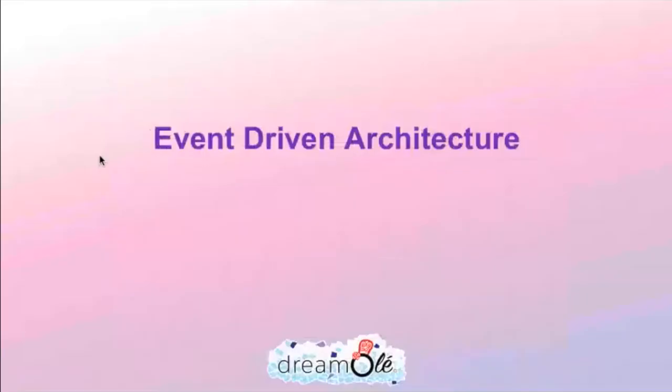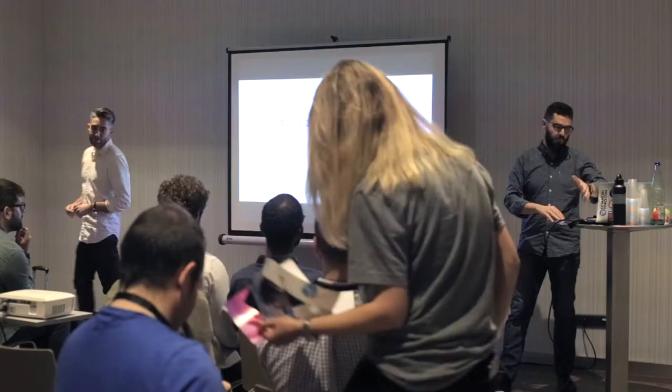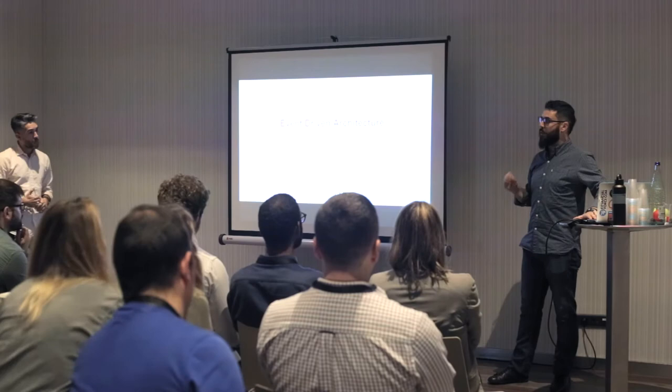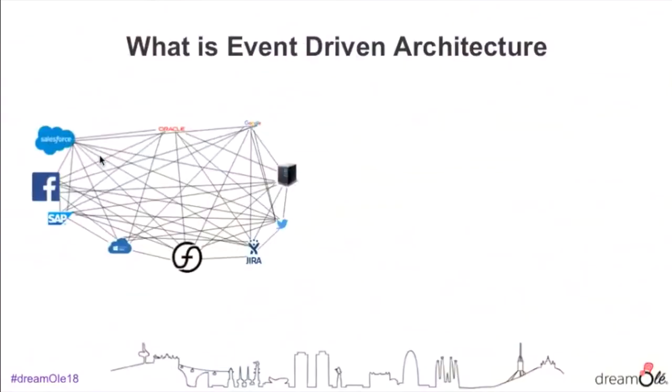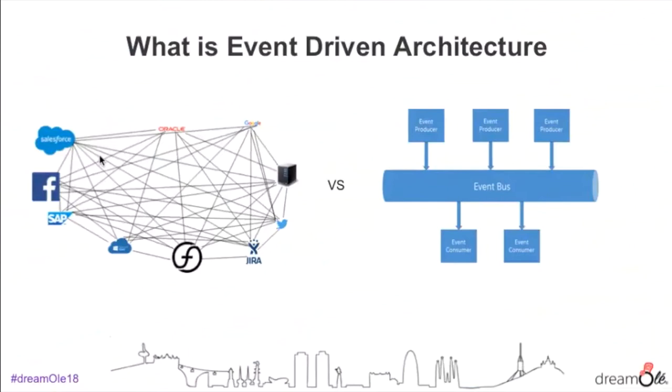Event-driven architecture. I would like to introduce what it is, but before that, I would like to explain what it is not. And this is what it is not. I think you are all familiar with this. It's point-to-point or peer-to-peer communication between servers, where every single application has to communicate with all of the others. So it's a little messy. Quite busy. And this is the event-driven architecture. As you see, it's quite simpler. We have the producer, the event bus, and the subscriber that has subscribed to the event.